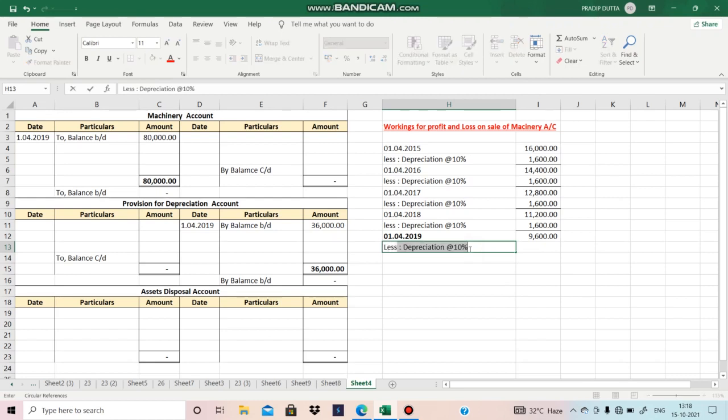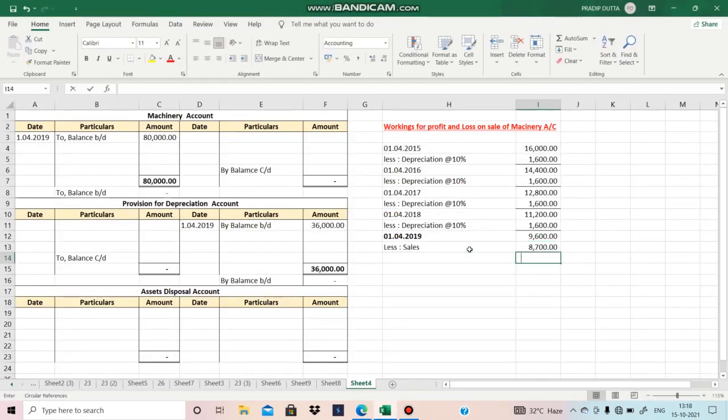Now we are selling for less. The sale proceeds are only 8,700. So the loss will be 9,600 minus 8,700, that is 900. This is also known as loss on sale. That working you have to do first, the loss on sale of machinery.